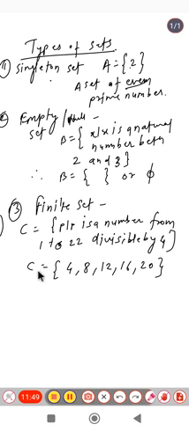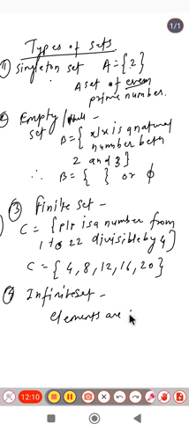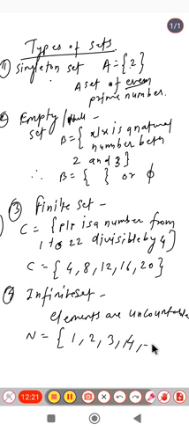Now the fourth type is nothing but an infinite set. In the given set we cannot count the numbers or the elements. The elements are uncountable. For example, we can take natural numbers: 1, 2, 3, 4, and so on. Such numbers are uncountable, and such a set that we cannot count we call an infinite set.